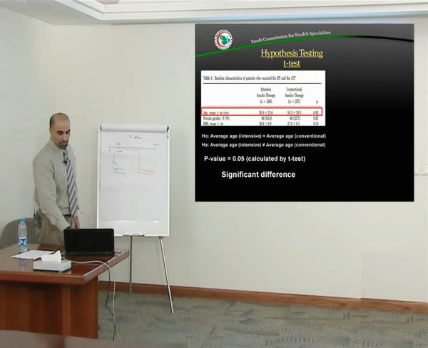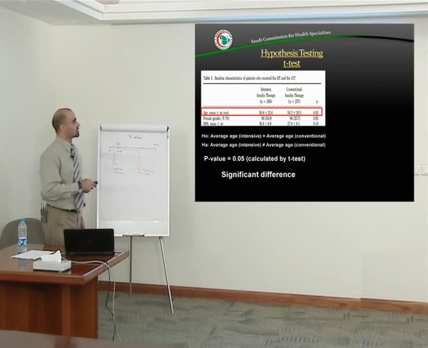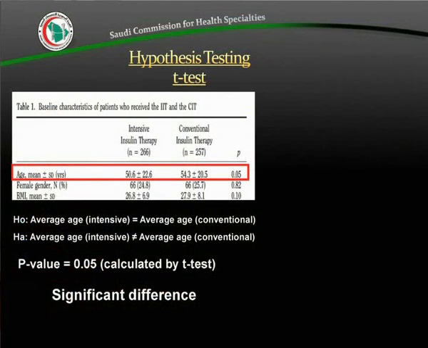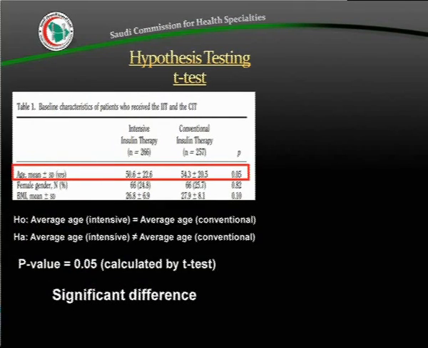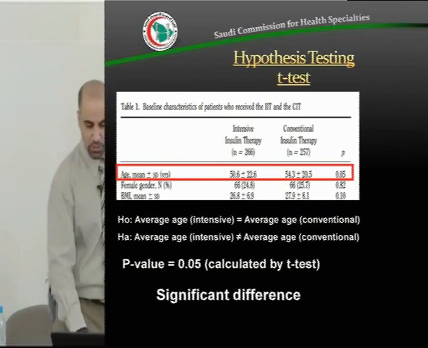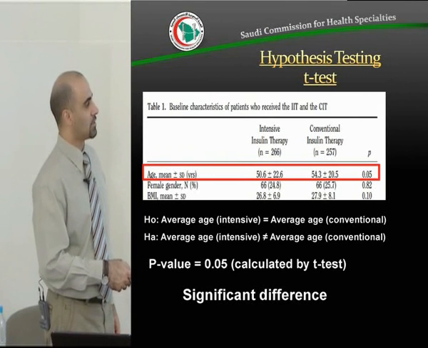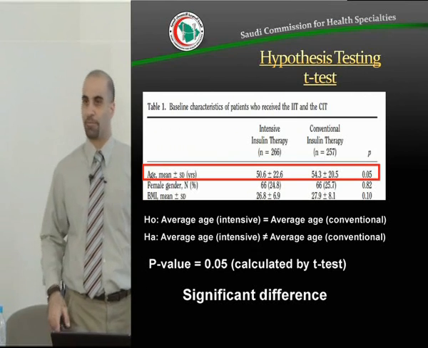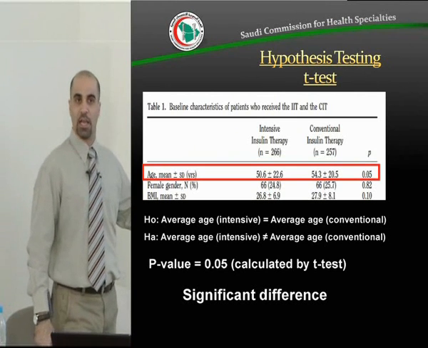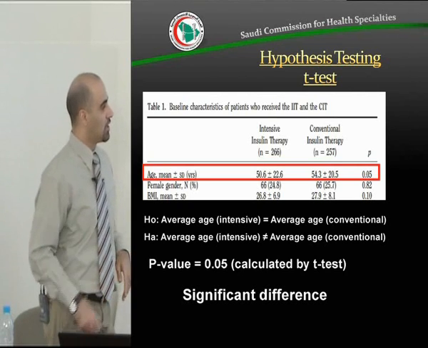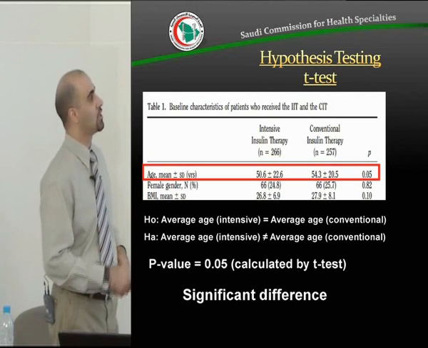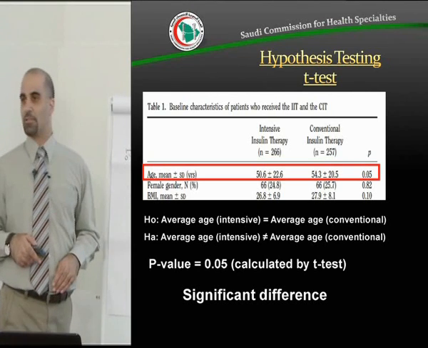Now, another example, if I want to do the association between age and the insulin therapy, this age is continuous and this is categorical. So basically I have 2 variables, one is categorical, one is continuous. I will not be able to do a chi-square. What I will do is something called a t-test. What do I find? It is 0.05. 0.05 is at the border, and I consider it as support for the alternative, and thus I will say there is a significant association between age and intensive insulin therapy.